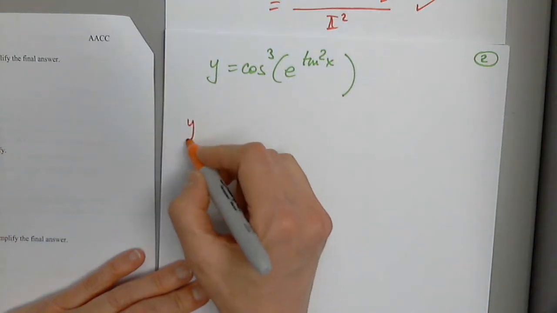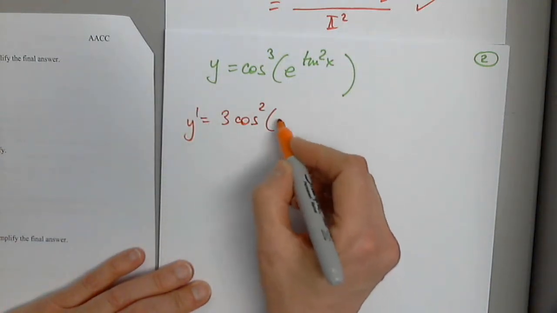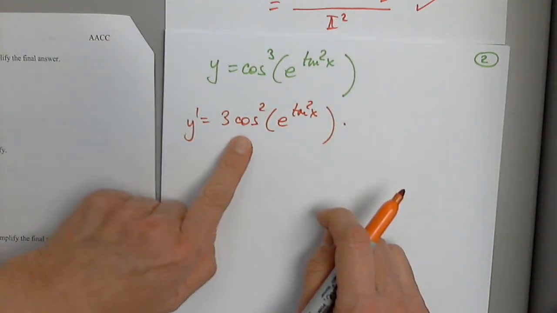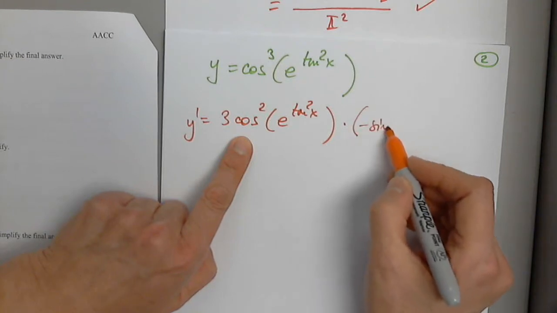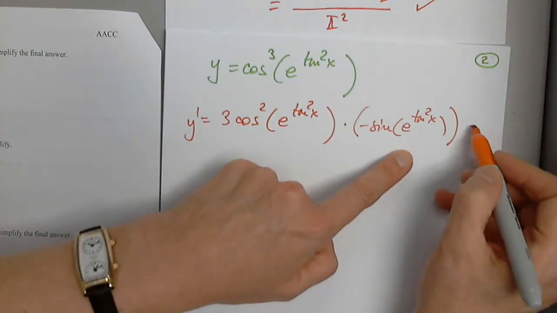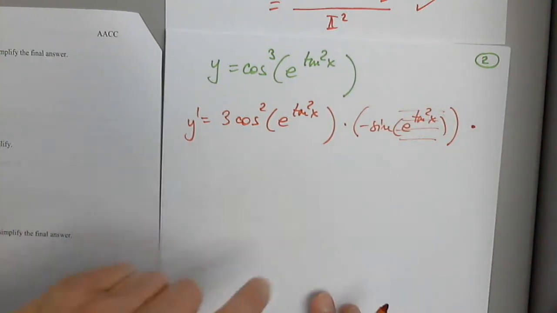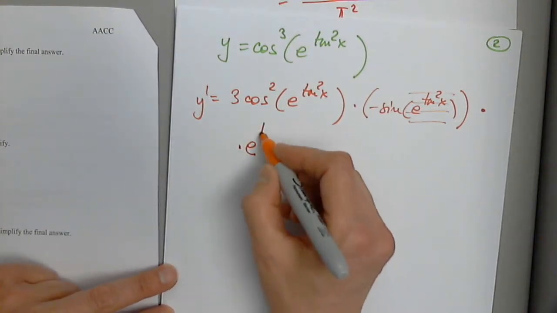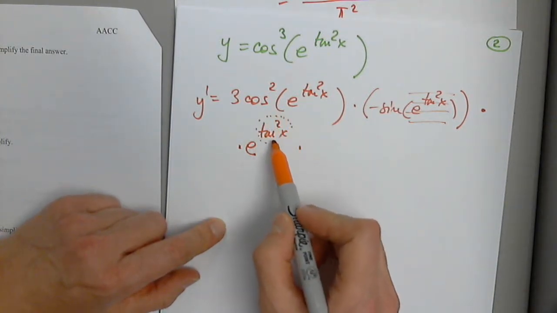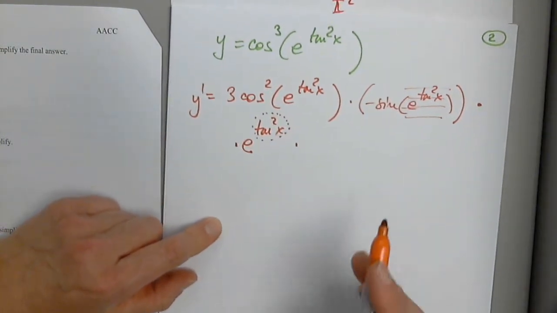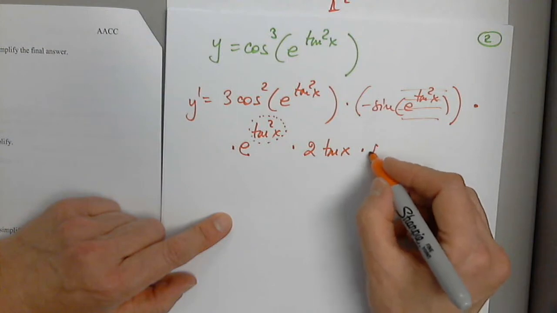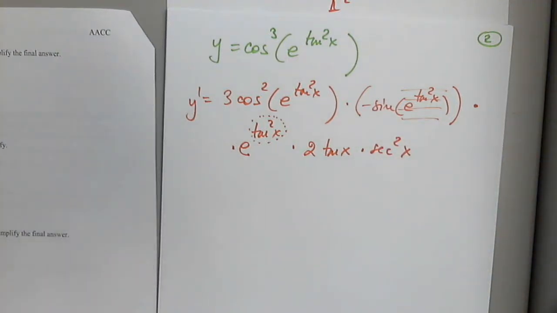Yes? Okay, so then y prime equals 3 cosine squared of e raised to tangent squared. But now times cosine prime, which is negative sine of e raised to tangent squared. But now I have to differentiate this, which is e raised to tangent squared times, now I have to differentiate this, which is 2 tangent x times secant squared. It's a lot going on here.